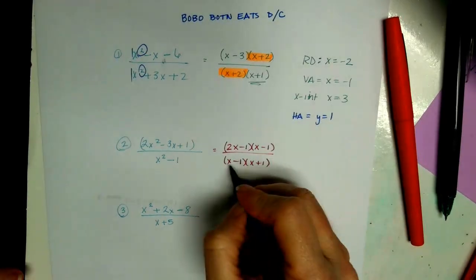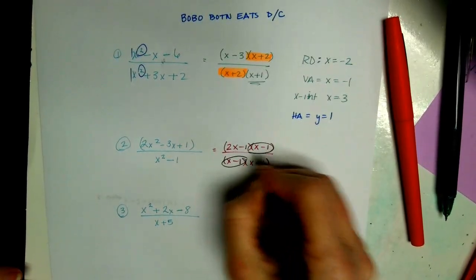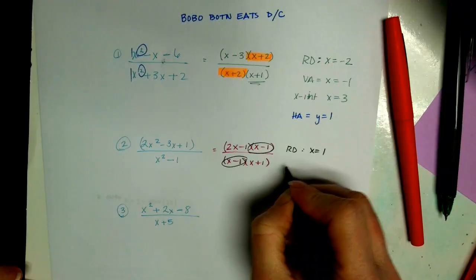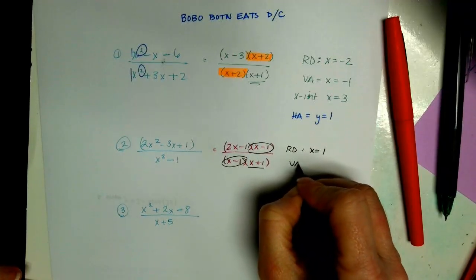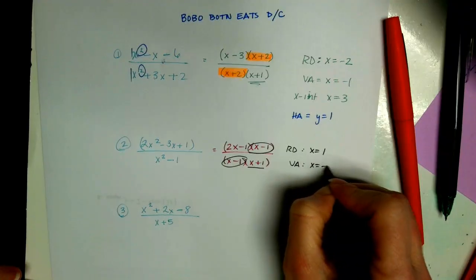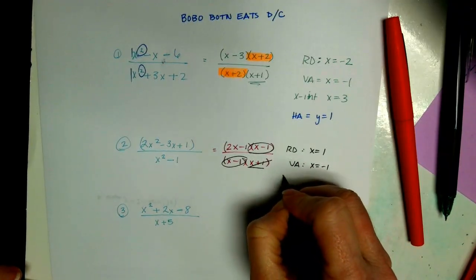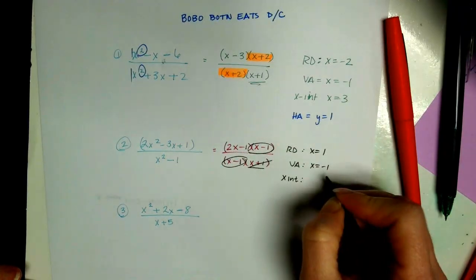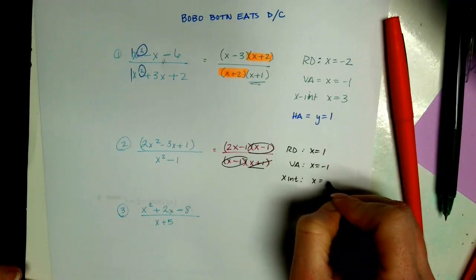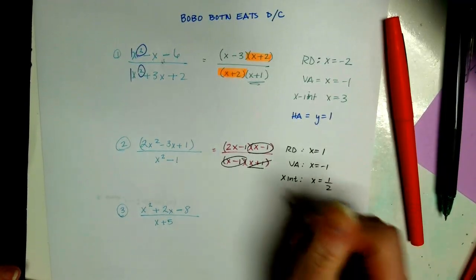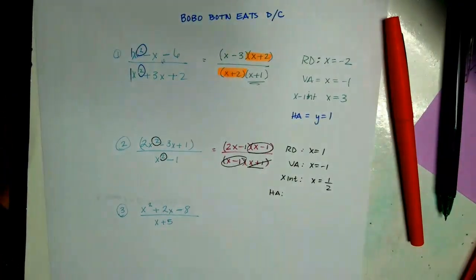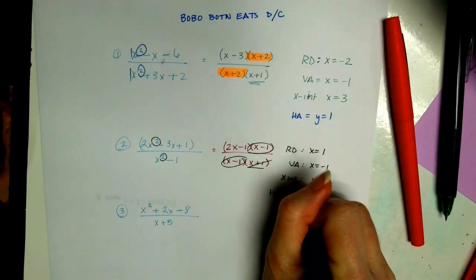Okay, I have an RD right here. So that's my removable discontinuity at x equals 1. Which means I have a vertical asymptote again at x equals -1, which means my x-intercept is at, I solve that, and so it's going to be x equals +1/2. And then my horizontal asymptote, compare your degrees, and they're the same again, so exponents are the same, divide coefficients, so it's y equals 2.